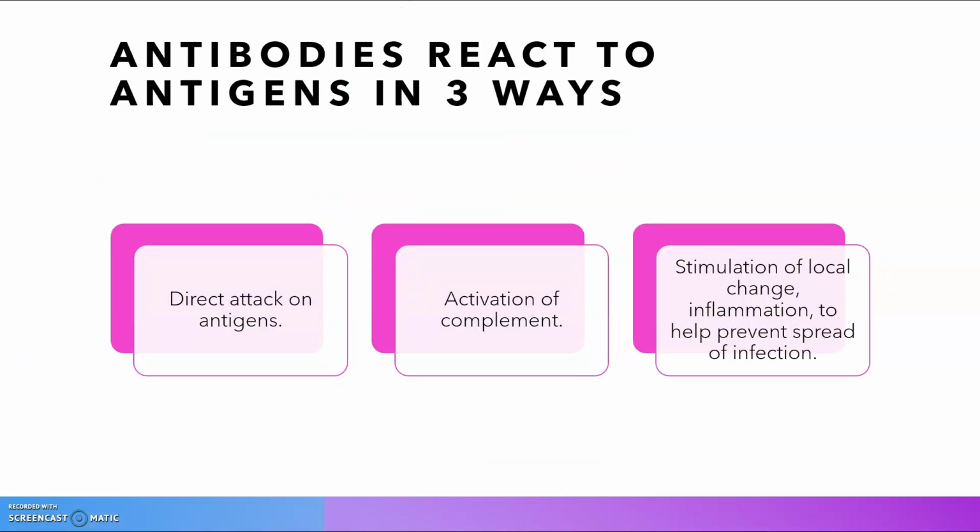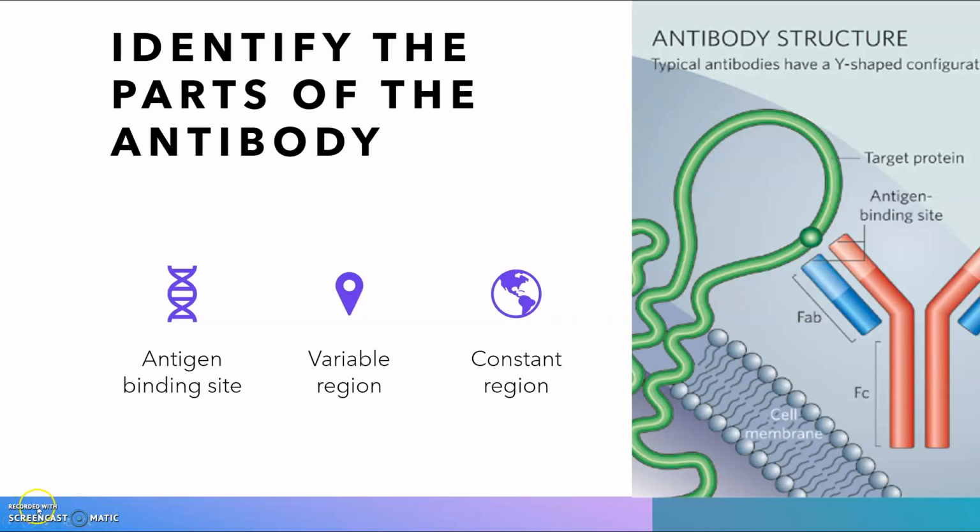Antibodies react to antigens in 3 ways: direct attack on antigens, activation of complement, and stimulation of local changes, inflammation, to help prevent spread of infection. Identify the parts of the antibody: antigen binding site, variable region, constant region.